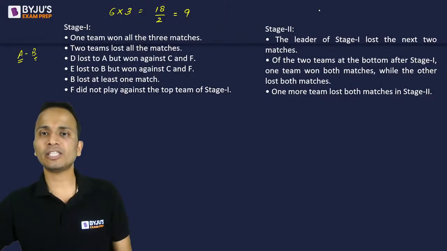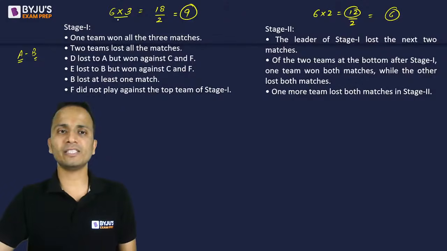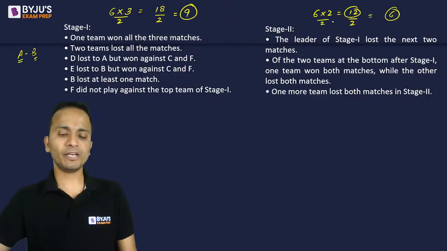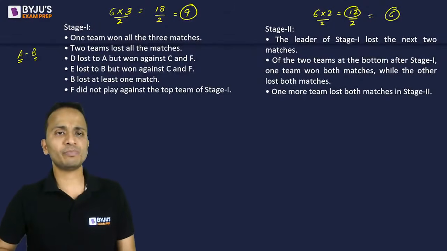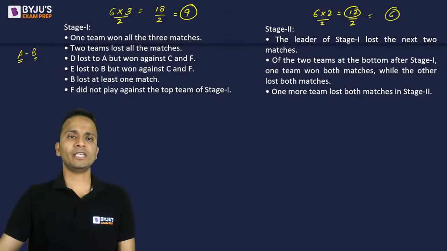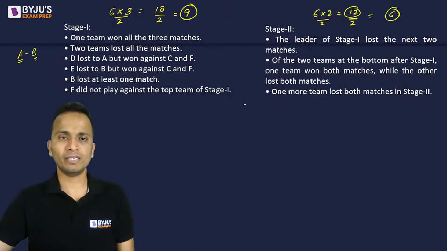Similarly, in the second stage, every team will play 2 matches, that is 12. But we will divide 12 by 2, and there will be 6 matches in the second stage. So this division by 2 must be done if we are calculating the number of matches using this method. Alright. So let's talk about the 9 matches which happened in stage 1. I'll be writing each and every match.